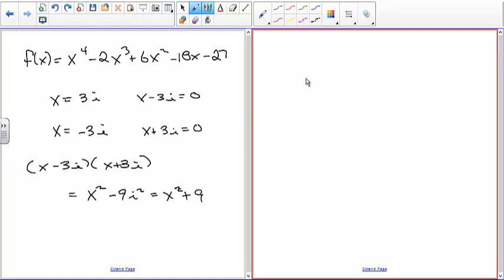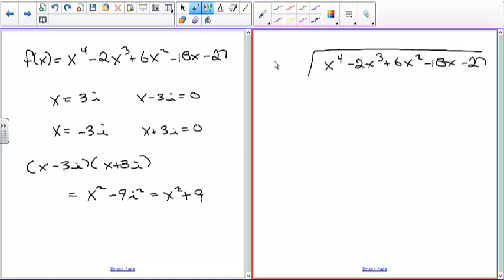Okay, so once you have that, then you can use long division to see what you got left over. Now we can't use synthetic division because we have an x squared term. So we got to do the big long way here. So we have x squared plus 9. What do I need to multiply x squared by to get x to the fourth? So the answer is x squared. X squared times x squared is x to the fourth. X squared times 9 is plus 9x squared.